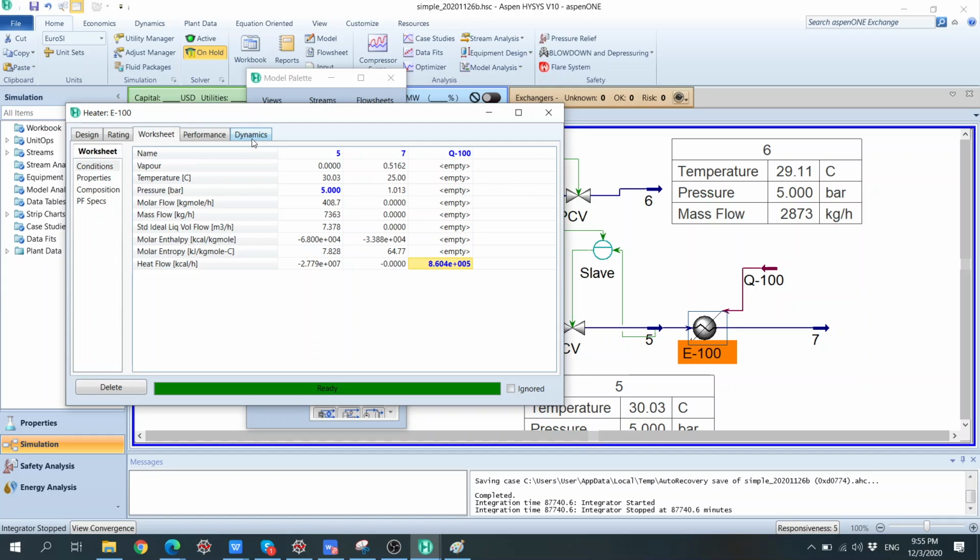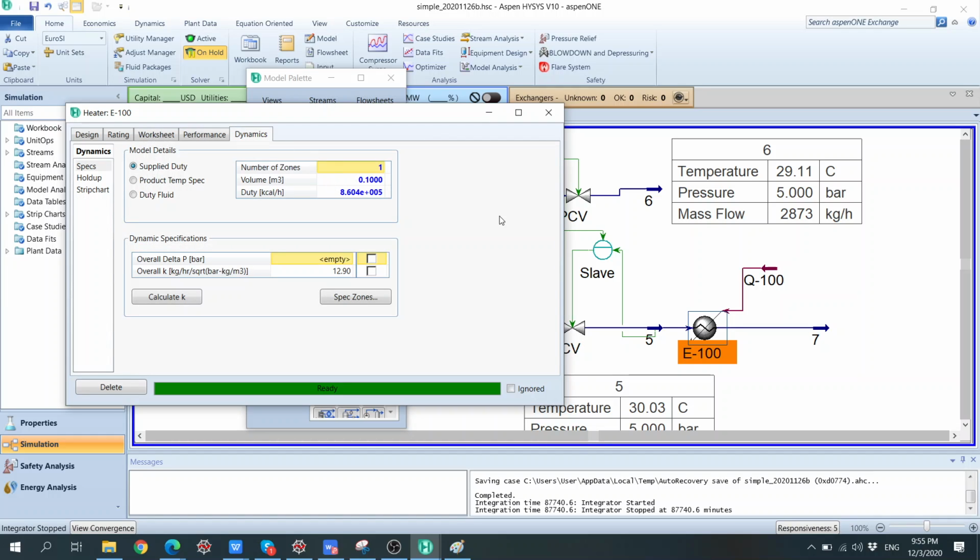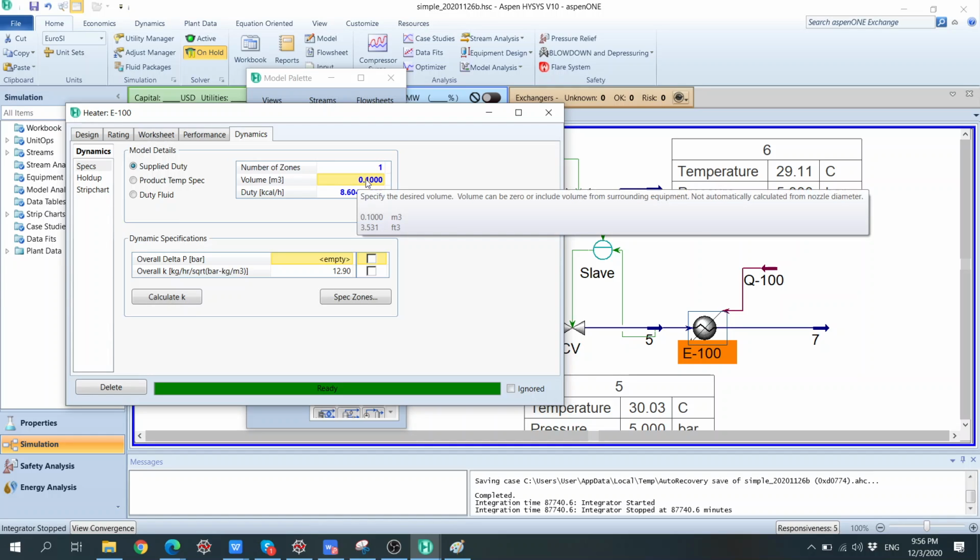Okay, and then for dynamic we have to see the dynamic type, and then how do we want to do the calculations? Are we going to supply the duty, or the duty fluid, or the product temperature spec? In this case, because we are going to want to vary this, we just say we supply the duty. And then the volume, you can specify the volume yourself, and then you can either make it 2.1 or maybe one cubic meter, depending on the size of the heat exchanger.